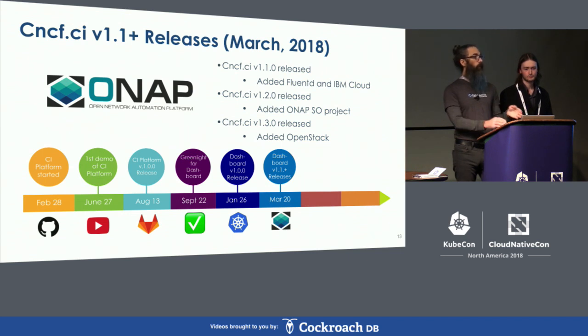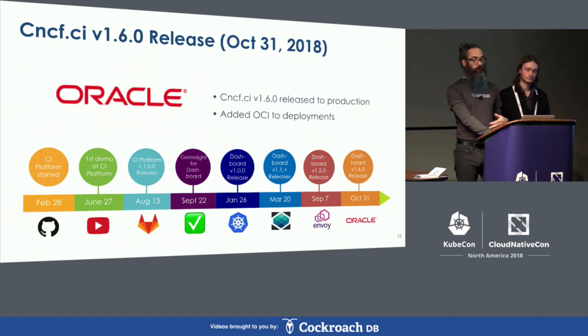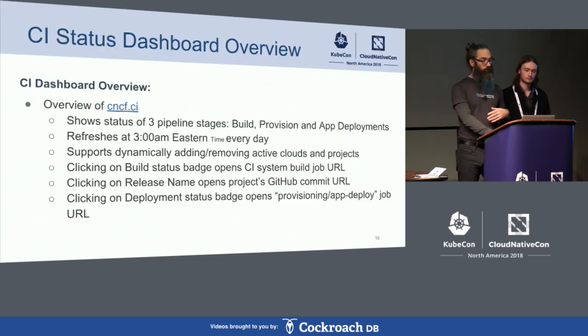We also added ONAP, which was the first non-CNCF project as well as the first project that had its own CI system that we integrated with. They have a Jenkins server creating all the build artifacts. So we pull those in and deploy from there rather than building from source. We continued to add more projects, and in October we had 8 cloud providers that we support for provisioning and 6 CNCF and non-CNCF projects that are in production. And by in production, I'm talking about on CNCF's dashboard.